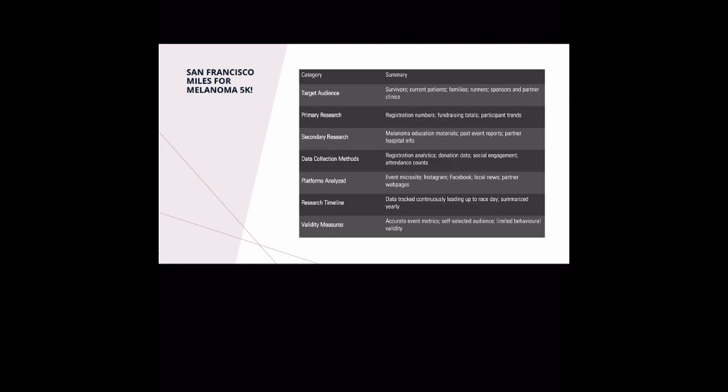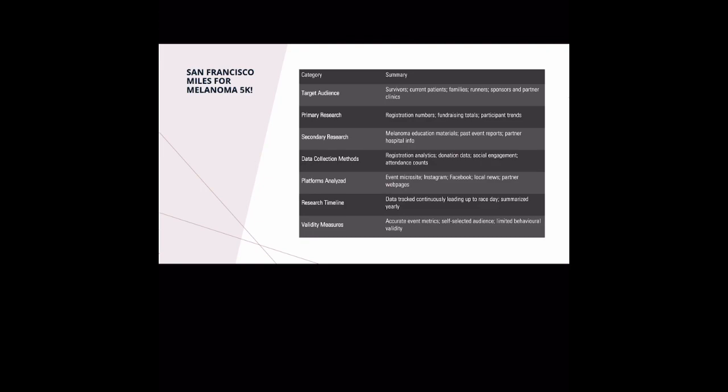So here on our chart, we tested target audience. We found survivors, current patients, families, runners, sponsors, and partner clinics. For primary research, it was registration numbers, fundraising totals, and participant trends. For secondary research, it was melanoma education materials, past event reports, and partner hospital info. For data collection methods, it was registration analytics, donation data, social engagement, and attendance counts. For platforms analyzed, it was the event microsite, Instagram, Facebook, local news, and partner web pages.